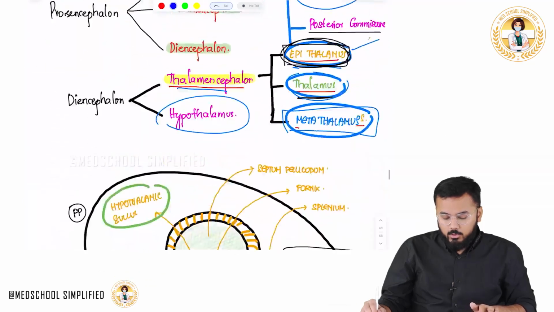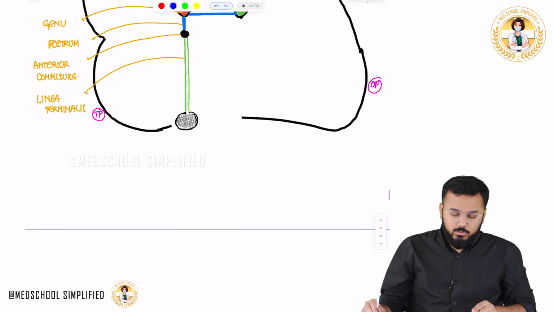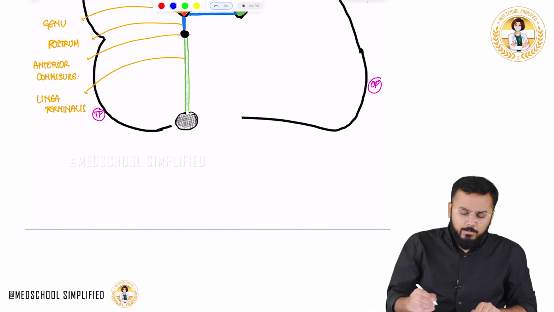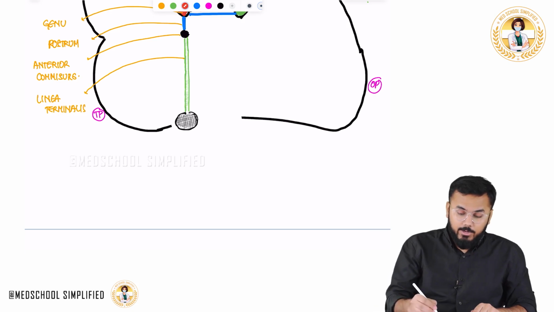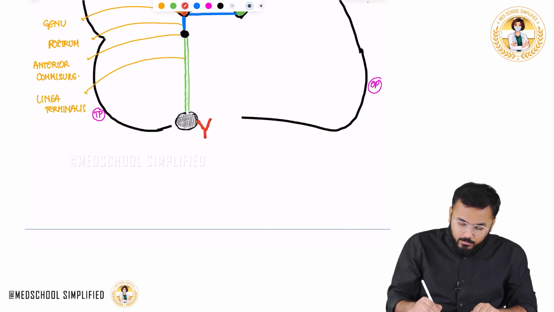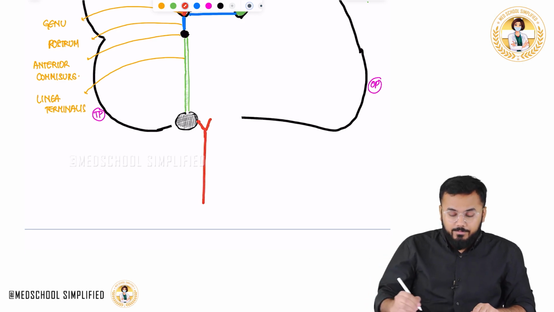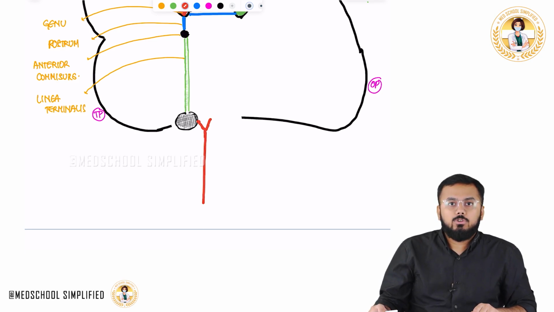Now let us go back to the same picture over here. This is your optic chiasm. Behind the optic chiasm you should have the tuber cinereum, I told you. Behind the optic chiasm I have the tuber cinereum like this. Now from this tuber cinereum you see a stalk-like projection hanging down all the way. This stalk-like projection is called the pituitary stalk, or you can also call it the infundibulum.